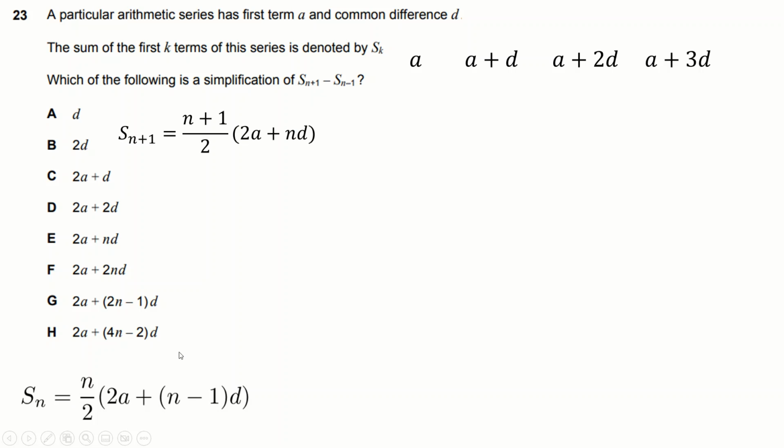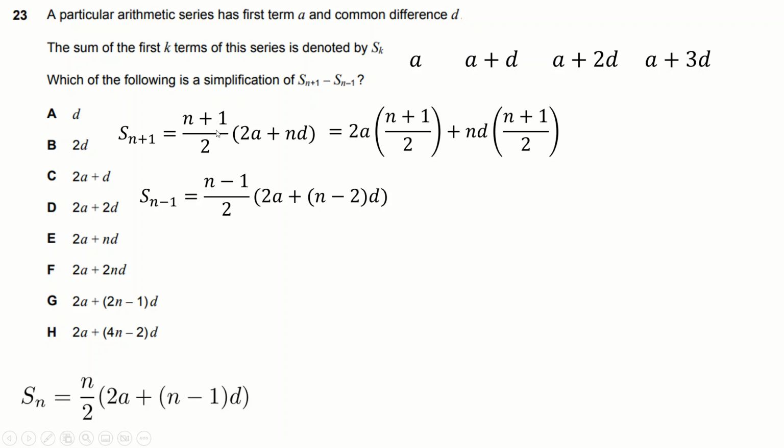Let's substitute n minus 1 into here, and we get this. This is a little bit annoying. Let's simplify this as much as we can. So just be careful. It's this thing times this, plus this thing times this. So that's what I've done there.